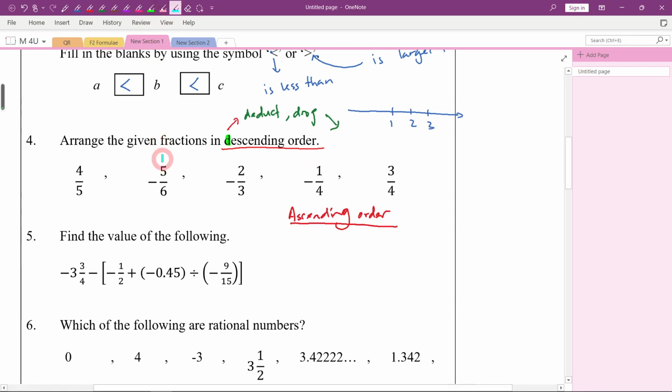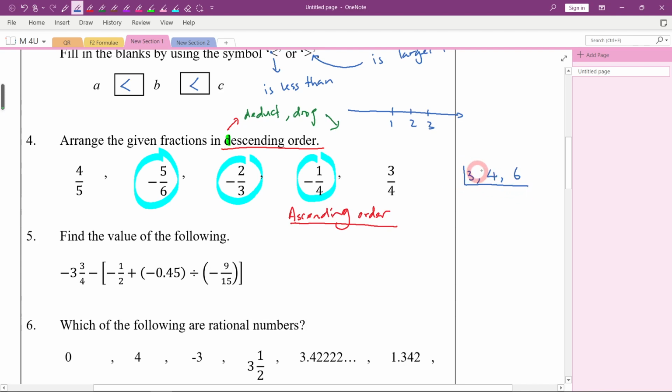Okay, now we focus on negative fraction first. Okay, now we have a hard time because all of these, they have different denominator. So you can actually use your calculator to help you to just convert them to decimal. I will show you later. Or you change all the denominator same first. So first, we find the lowest common multiple of 3, 4, and 6.